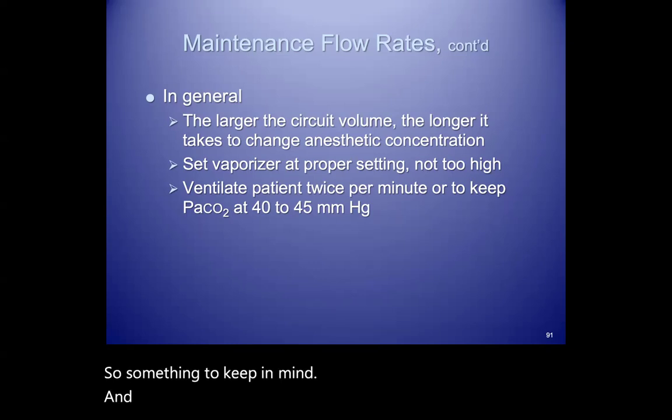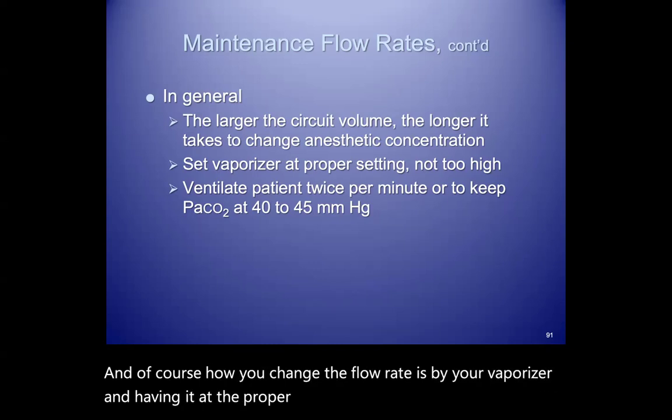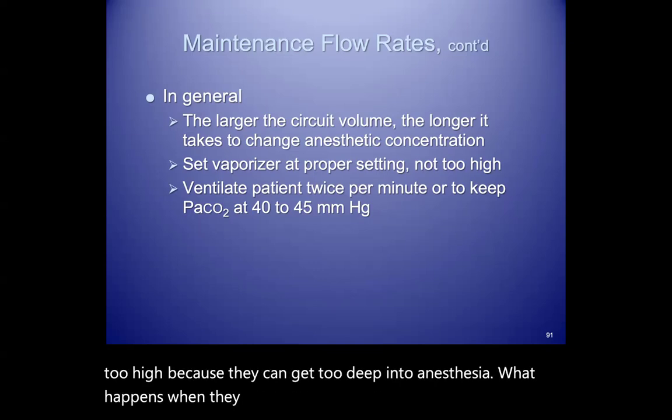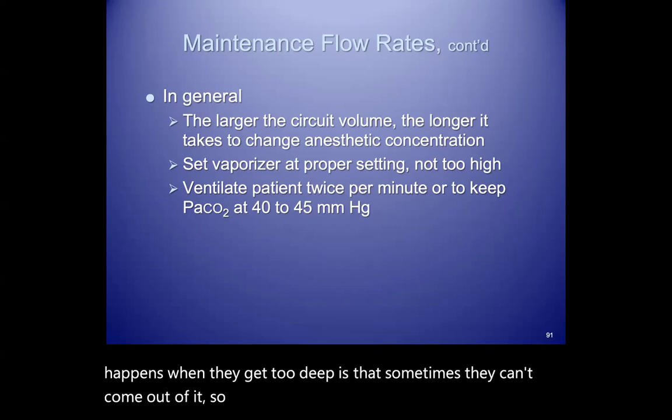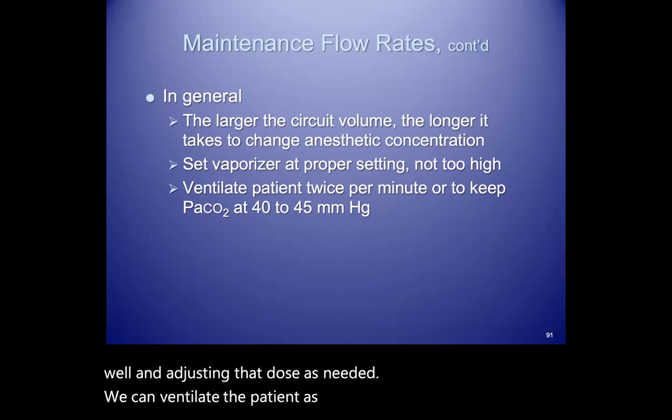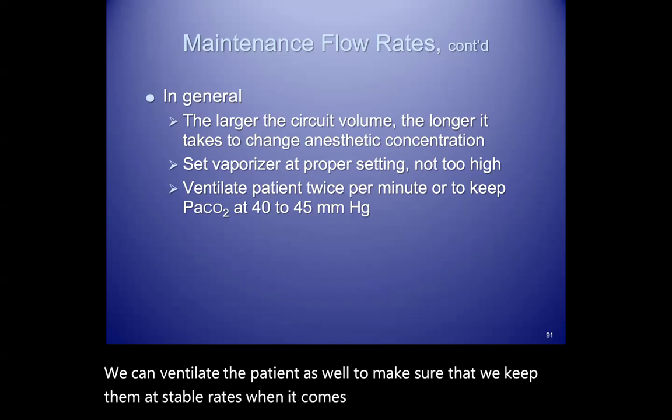And of course, how you change the flow rate is by your vaporizer and having it at the proper setting. We don't want to have them too high because they can get too deep into anesthesia. What happens when they get too deep is that sometimes they can't come out of it. So, very important that we are monitoring them well and adjusting that dose as needed. We can ventilate the patient as well to make sure that we keep them at stable rates when it comes to their SpO2 levels, respiratory levels, all of that.